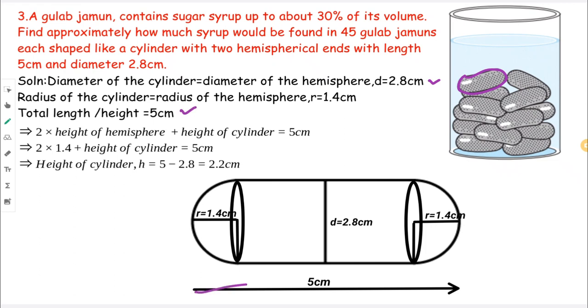Now total height, that means from here till here, is made out of 2 times the height of the hemisphere, one hemisphere here, one hemisphere here, and then the height of the cylinder. These 3 make the entire height of the gulab jamun. We know the height of the hemisphere is 1.4, so 2 into 1.4 gives 2.8. The 2.8 will go to the other side and become minus 2.8. When you subtract, 5 minus 2.8, we get the height of the cylinder equal to 2.2 centimeter.